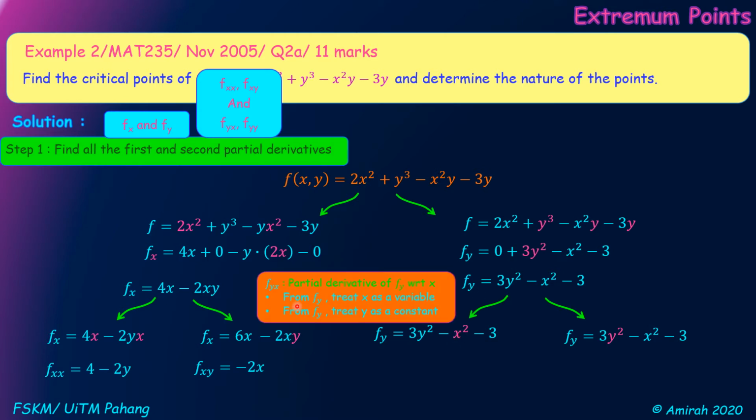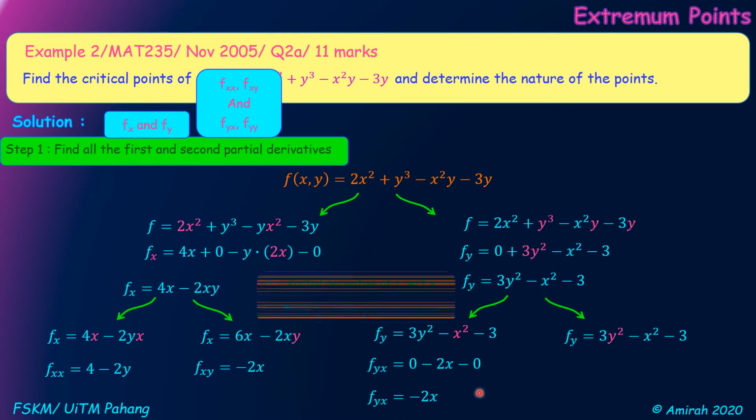From fy here, we can find fyx. Fyx means the partial derivative of fy with respect to x. From fy here, we treat x as a variable, and at the same time, we treat y as a constant. So when we find fyx, when we differentiate 3y squared, it is a constant, so it equals 0. Then when we differentiate x squared with respect to x, x here is variable, so we get 2x. And when we differentiate the constant 3, it equals 0. Then we simplify, so we get fyx equals negative 2x.